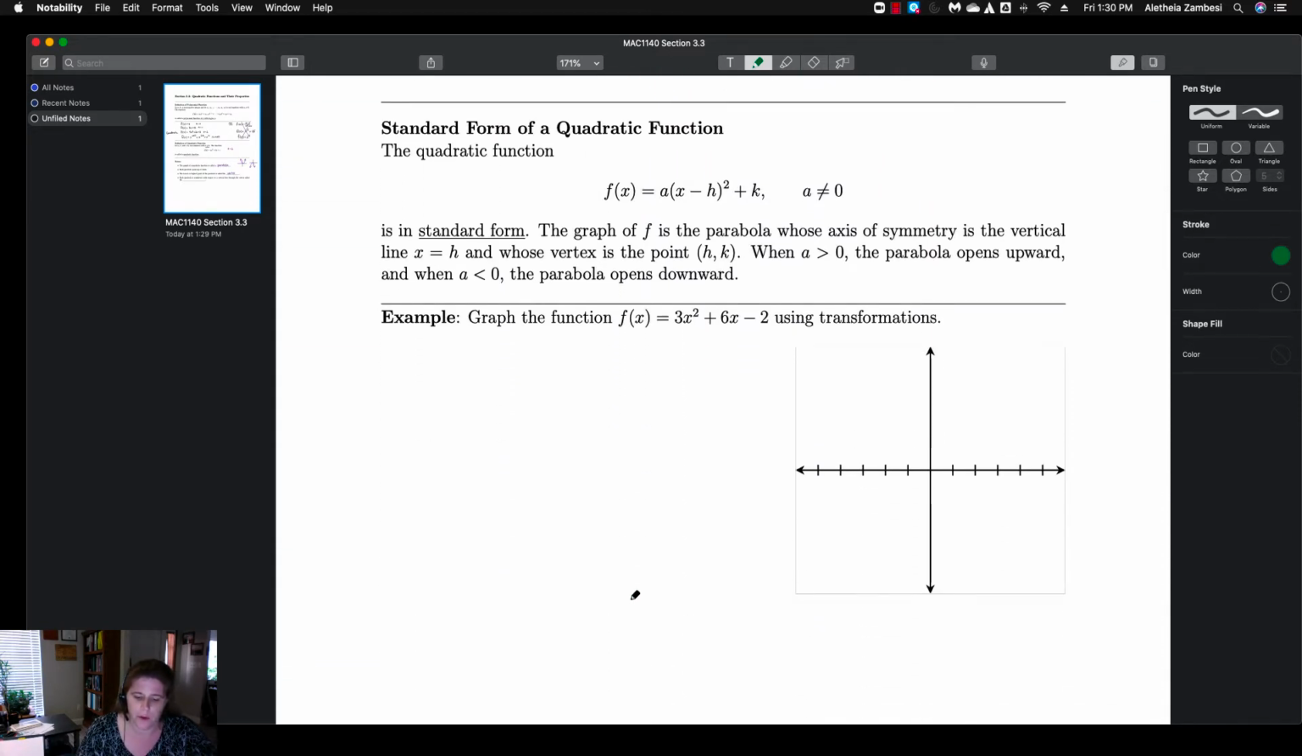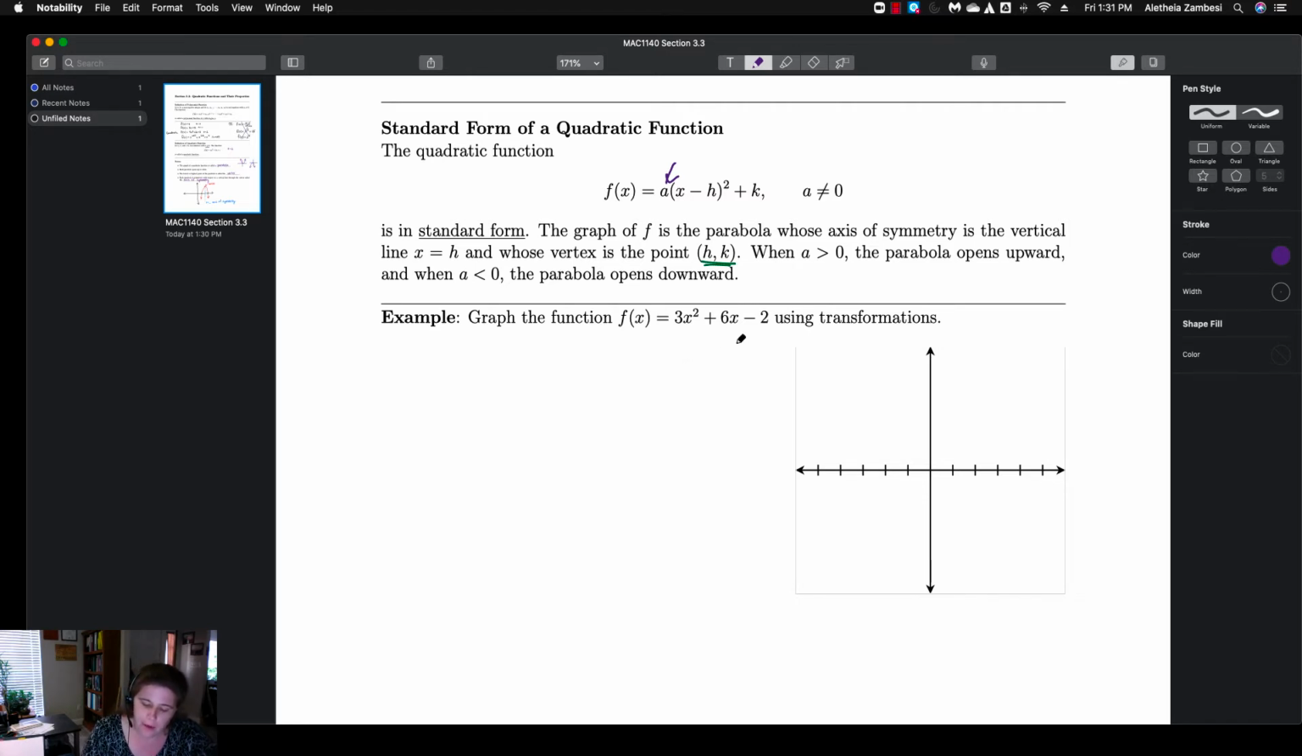Now the standard form of a quadratic is in this form: f of x is equal to a times (x plus h) squared plus k. This is the standard form, and the vertex, if it's in standard form, is the point (h, k). So you can just take those coordinates right out of the standard form, and then you can plot the parabola that way. Now if a is positive here, then the parabola opens up. If a is negative, then the parabola opens down.